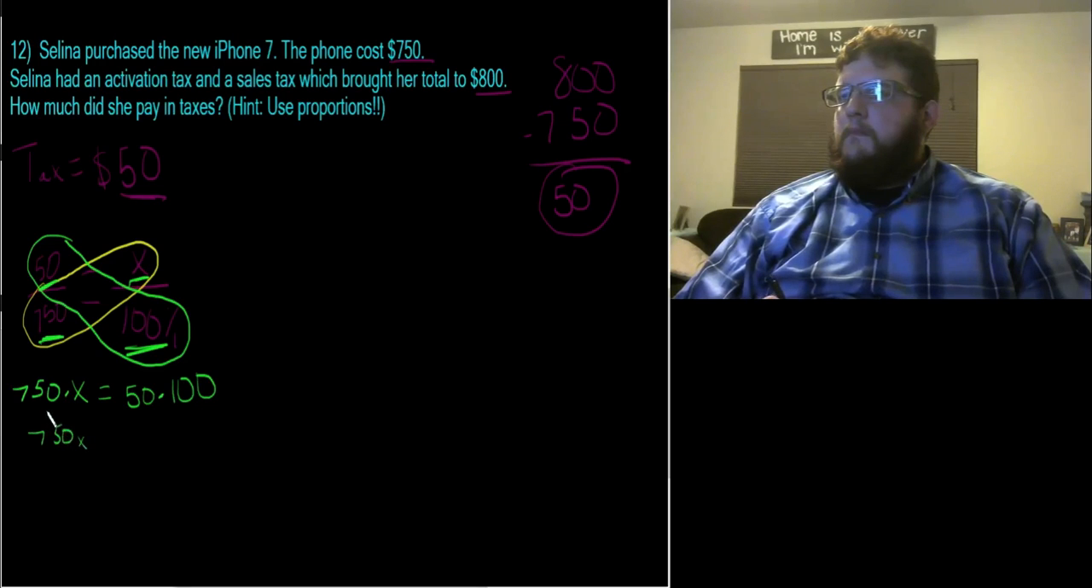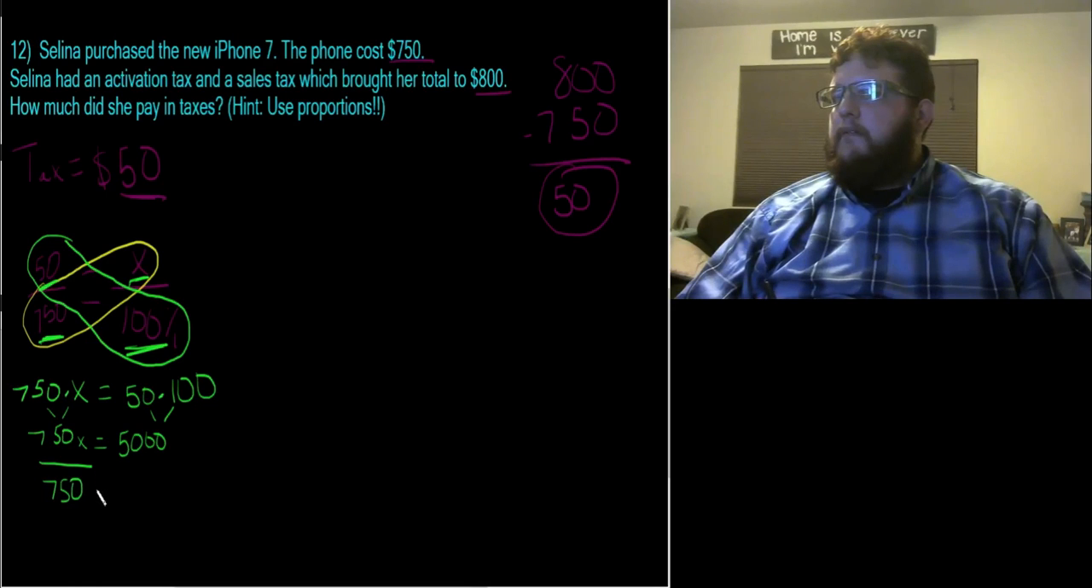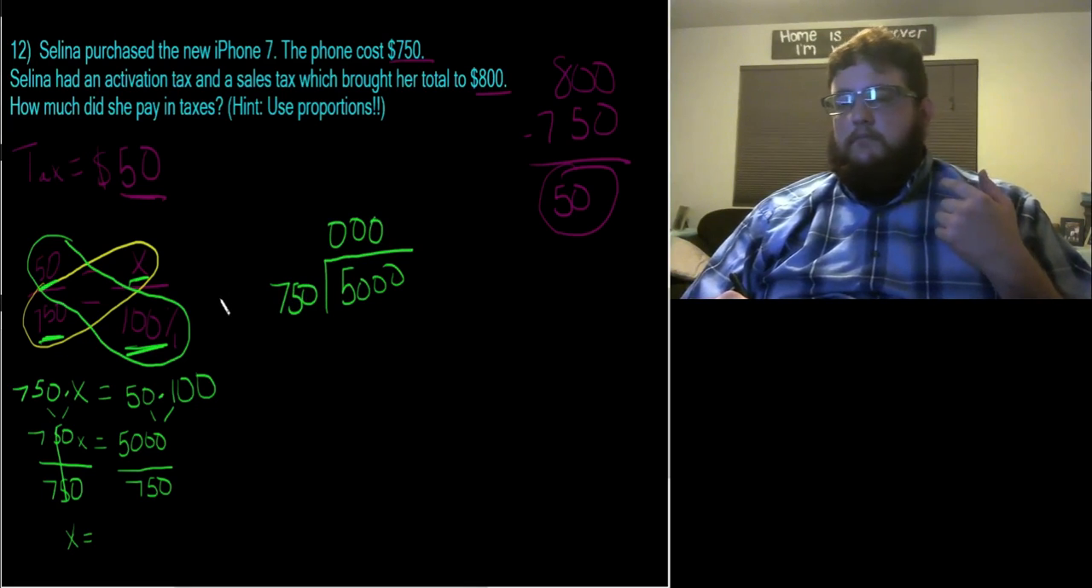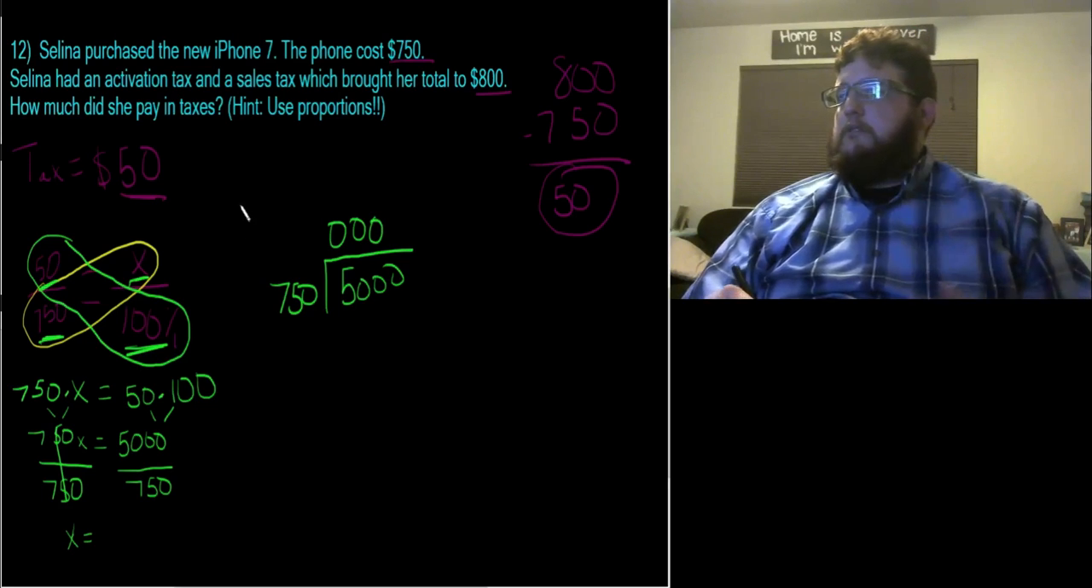750 times x is just 750x. 50 times 100 is 5,000. Now I have to isolate the x, so I'll divide each side by 750. On the left, 750 divided by 750 just becomes 1, so we're left with x. On the right side, 5,000 divided by 750. 750 doesn't go into 5, it doesn't go into 50, it doesn't go into 500, but it goes into 5,000 approximately, I would guess 3 times.